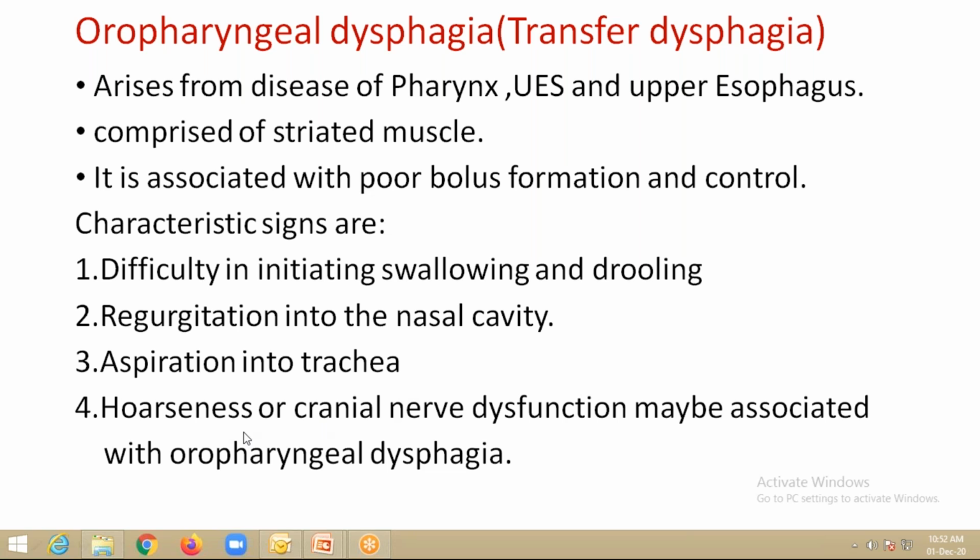So when oropharyngeal dysphagia is present, there will be difficulty in initiating swallowing, regurgitation of food, and drooling of saliva from the mouth. Aspiration will be present, and oropharyngeal dysphagia is associated with hoarseness and other cranial nerve dysfunction.